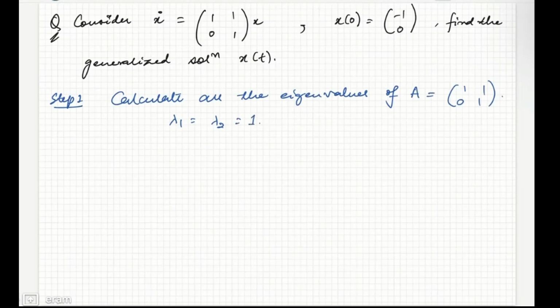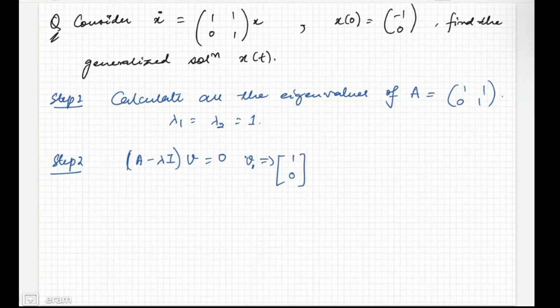Now next what we have to do? We have repeated eigenvalues. Now in step 2, we have to calculate the eigenvector such that A minus lambda I into v equals 0, since lambda 1 equals lambda 2. So what will be v for this case? 1 comma 0, a column vector. Yes, we can calculate, let's call it v1, so it is 1 0.